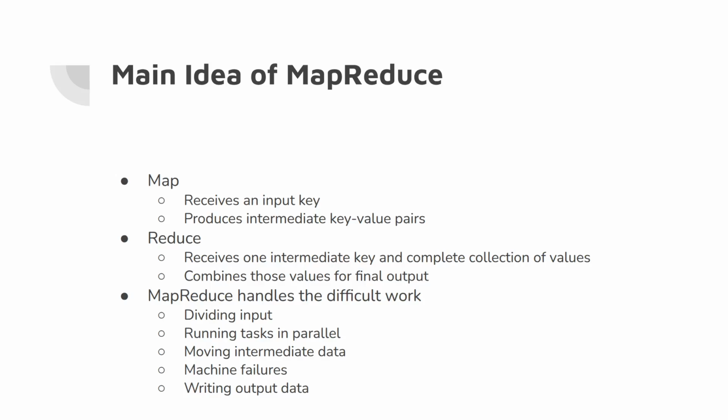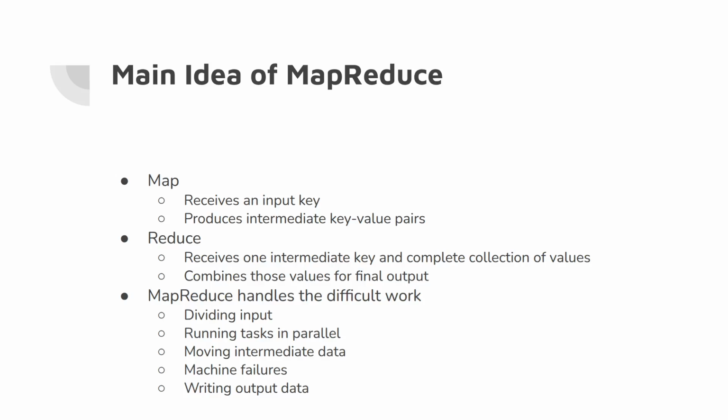MapReduce is based on two user-defined functions. The map function receives an input key and value and produces intermediate key-value pairs. The system then groups all intermediate values that share the same key. The reduce function receives one intermediate key and the complete collection of values associated with that key. It combines those values and produces the final output.